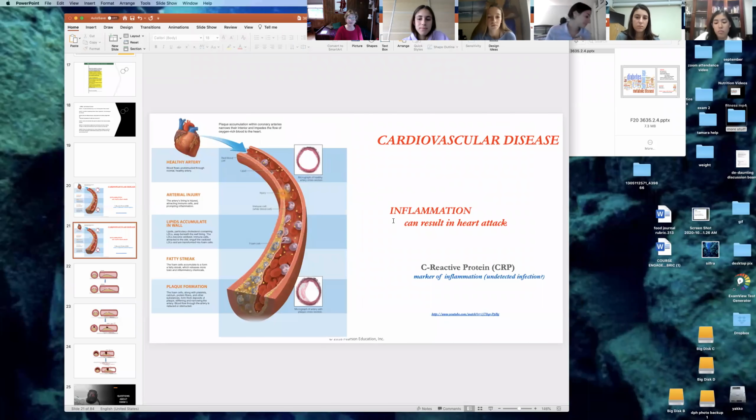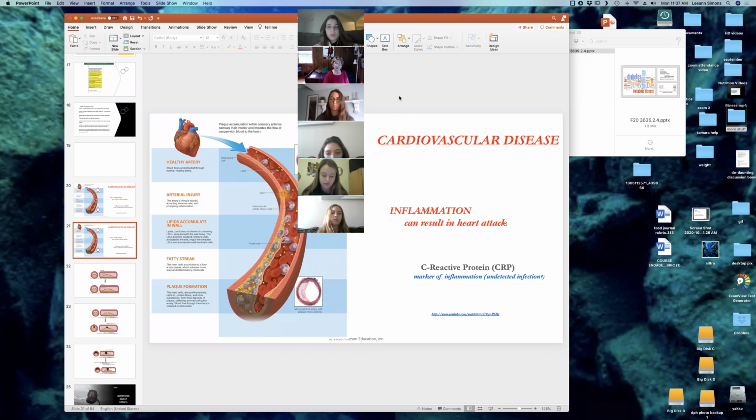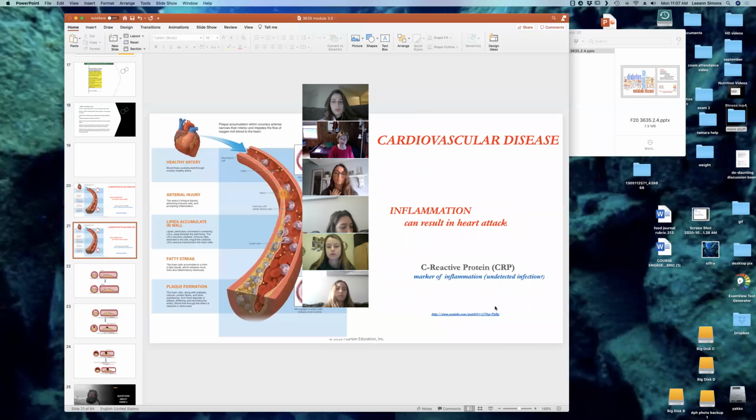All right, so this is what's happening during inflammation, is that you have your healthy artery and then there's an injury to the blood vessel, and that injury leads to inflammation. And part of that inflammatory response involves fats accumulating inside the blood vessel wall. Actually, let me wait till the next group answers, and then we'll finish that question. So who has the second question?